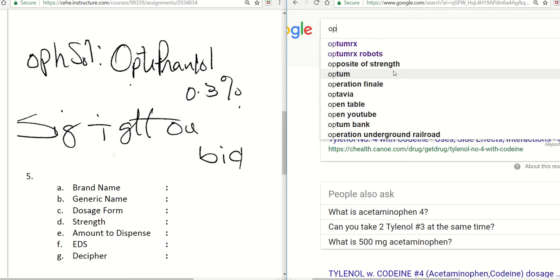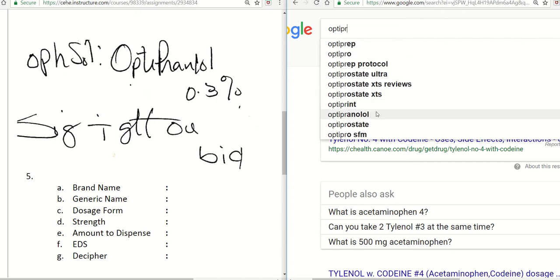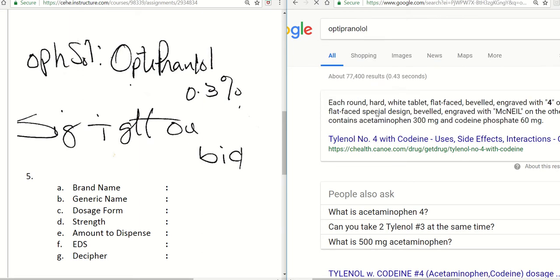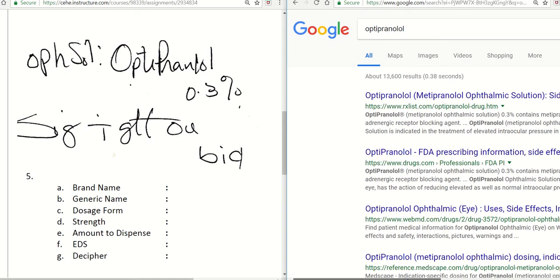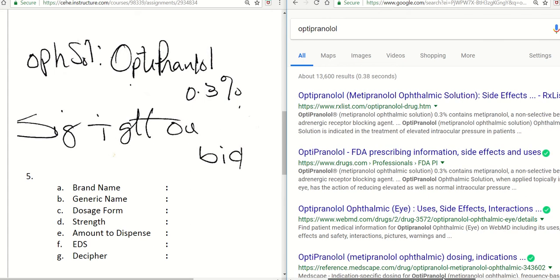Looks like Optipran, right? P-R-A-N. There you go. Optipranolol. So there is the generic metipranolol ophthalmic solution. The strength is already given to us, and the doctor matches 0.3%. Brand name Optipranolol, generic metipranolol, dosage form ophthalmic solution, strength 0.3%.